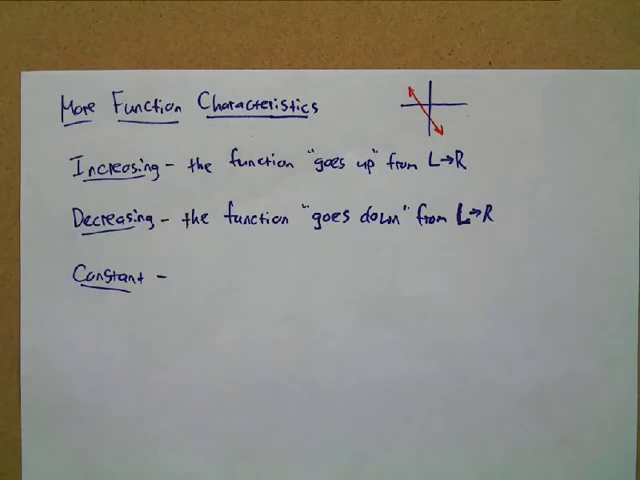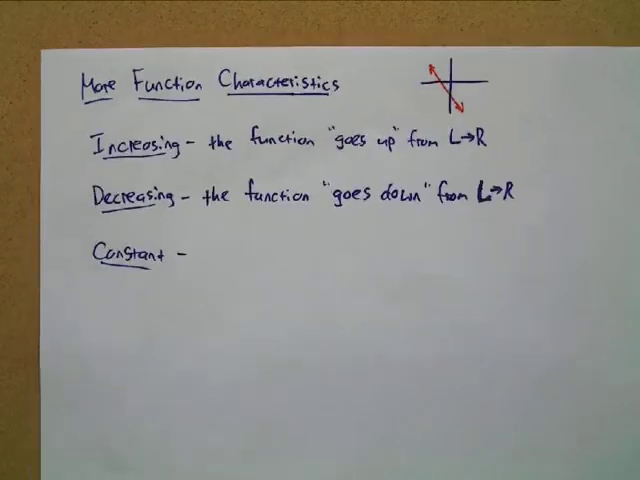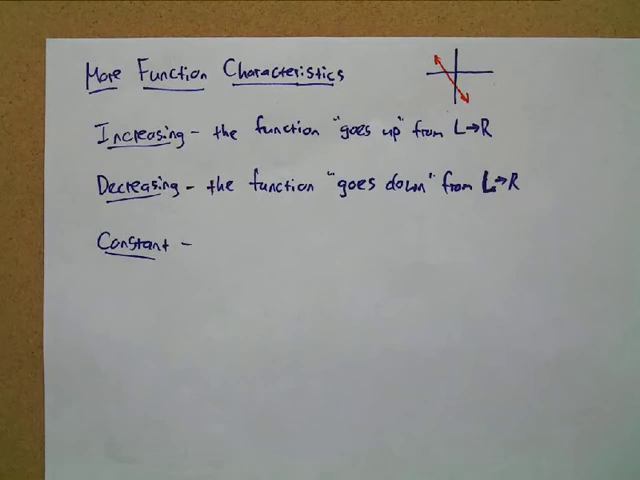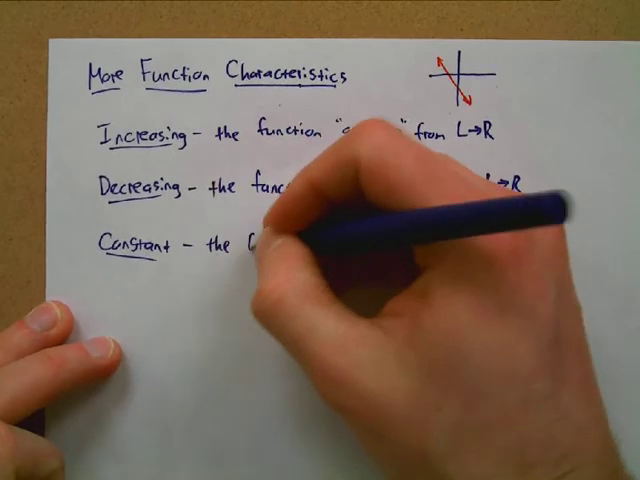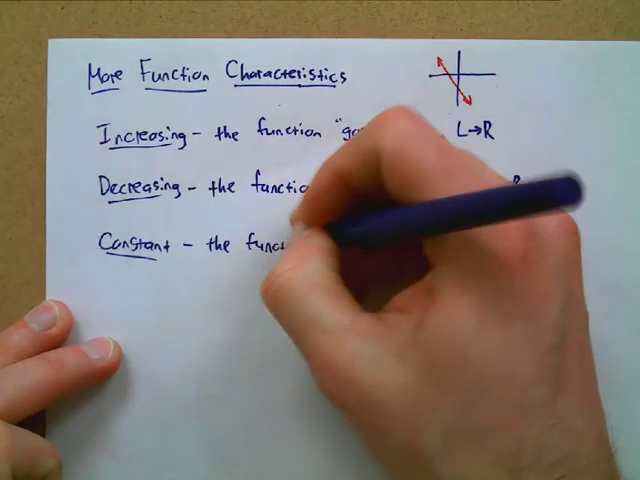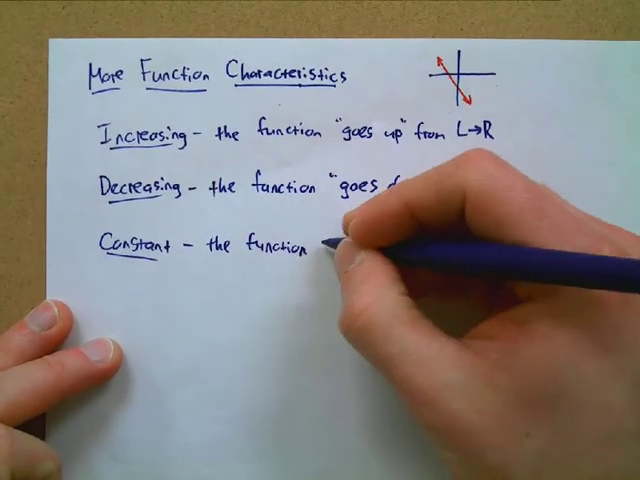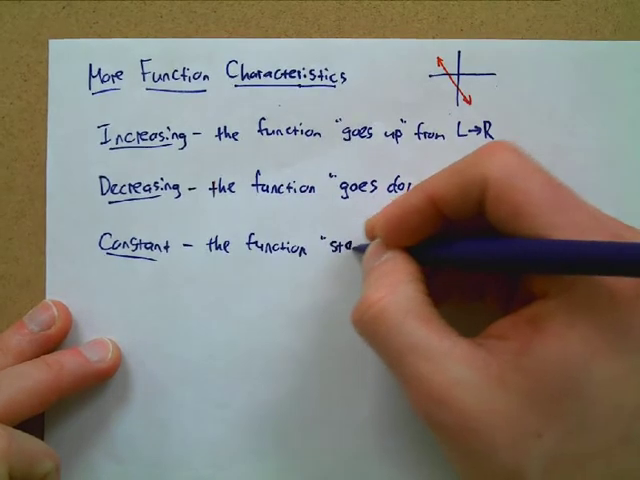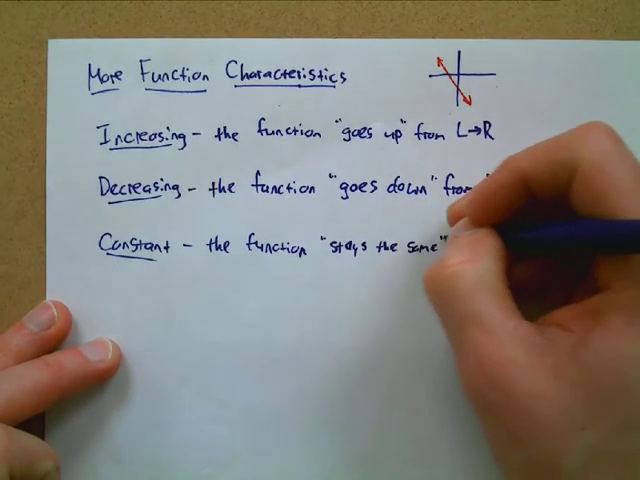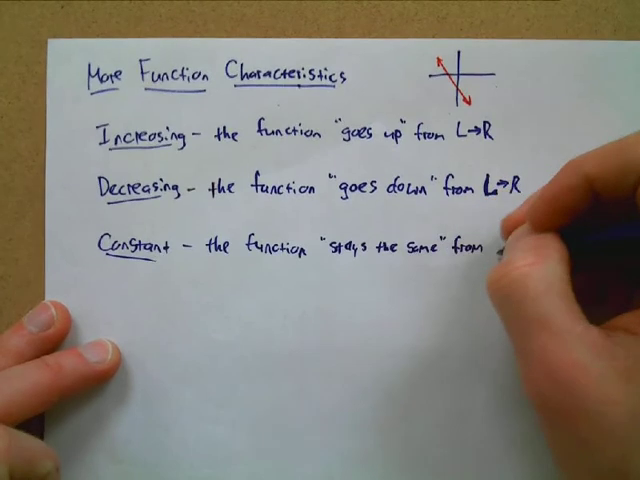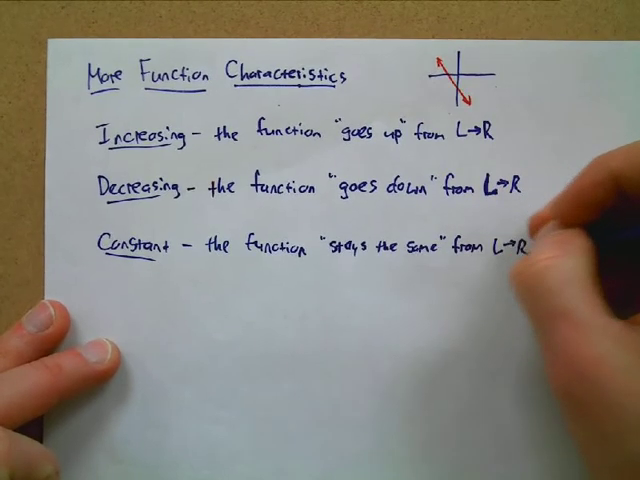The function goes up from left to right, the function goes down from left to right. What does that leave us to describe with constant then? The function, what? Stays the same, exactly right. Very good. So yes, the function stays the same from left to right. Okay?